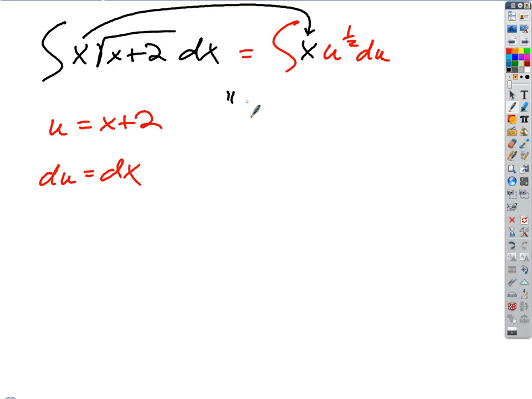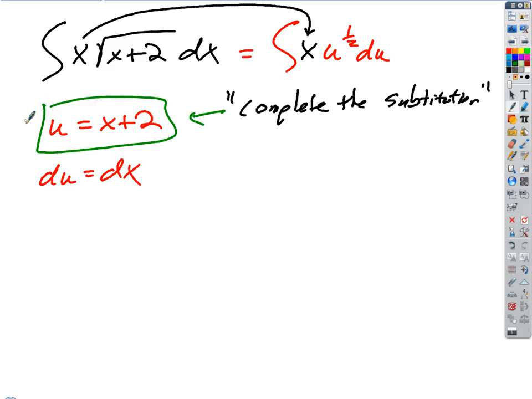I would say at this point, we just need to complete the substitution by solving for x in terms of u, right? So what is x in terms of u? u minus 2, okay? So we could replace this x then. We could replace this with a u minus 2 times u to the 1/2 du.